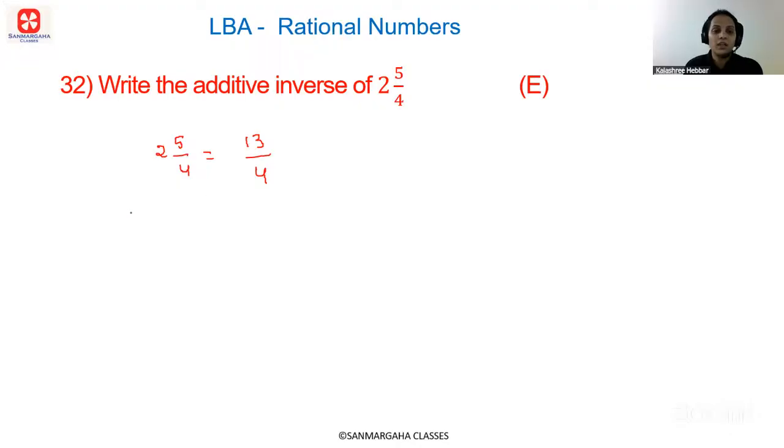So what is additive inverse? Additive inverse of a number is a number that gives 0 when added to it. Okay. So now we have 13 divided by 4 here. When you add minus 13 by 4, you get the answer as 0. So minus 13 by 4 is the additive inverse of 13 by 4. Okay, so this is the correct answer.